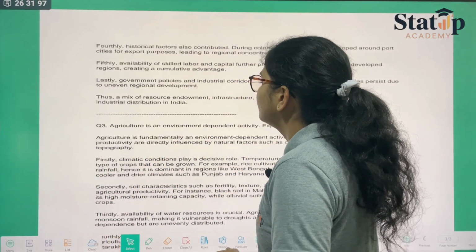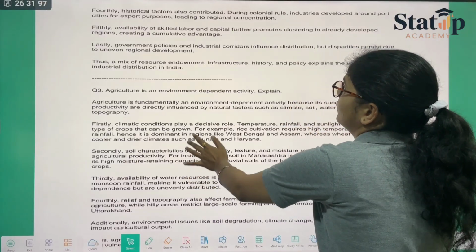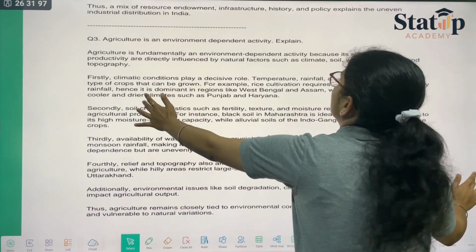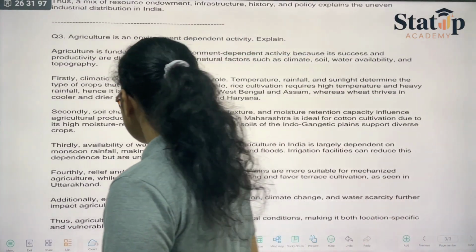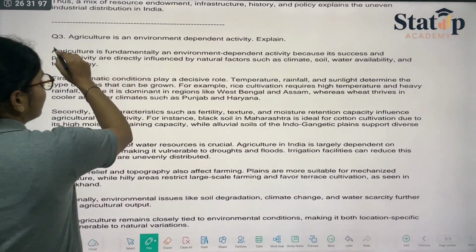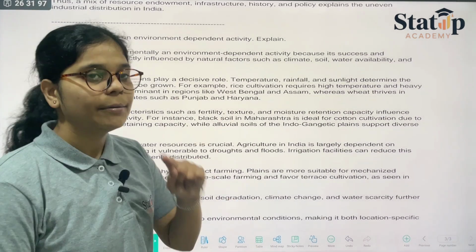Okay, then we have the third one. Agriculture is an environment dependent activity. Explain. They have given you a statement again, and this statement says that agriculture is an environment dependent activity. Explain.